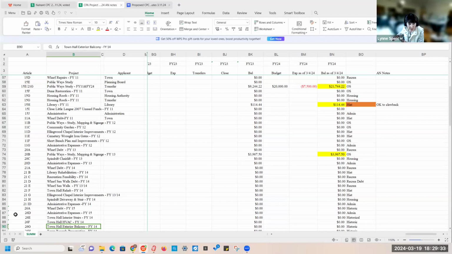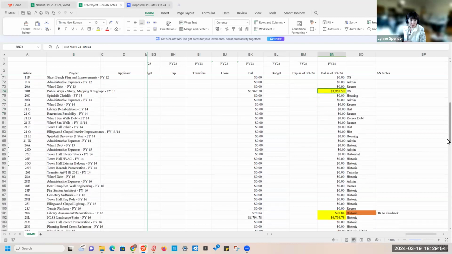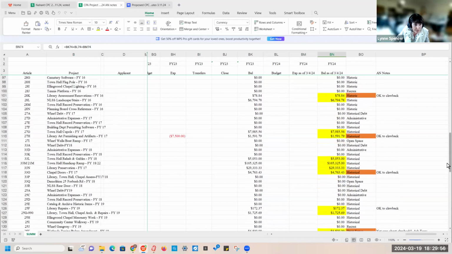Next up on the screen, there still is another balance of $3,967.50 in the public way account. Again, we're being asked to leave that intact. Thank you. Next up.